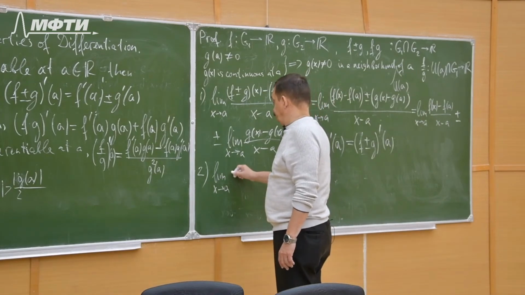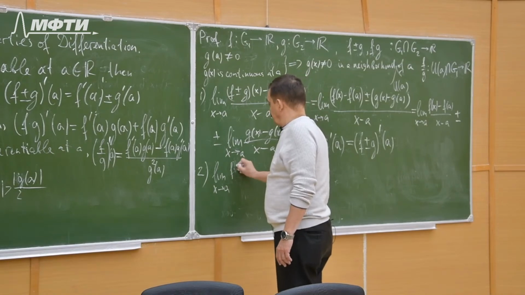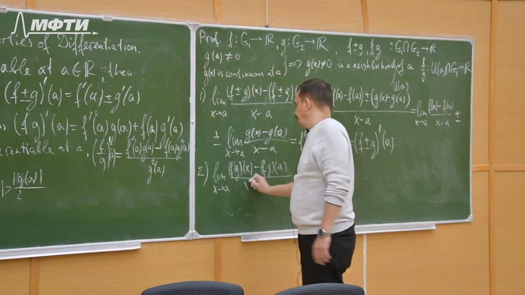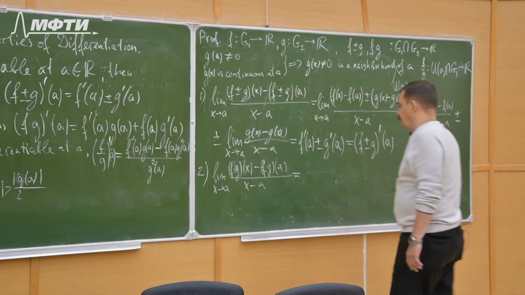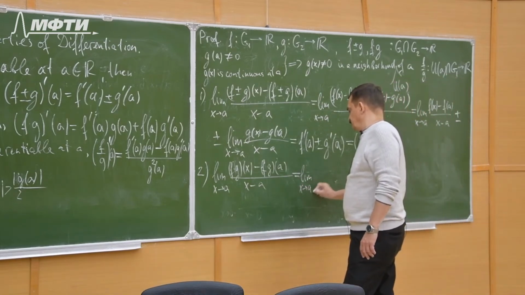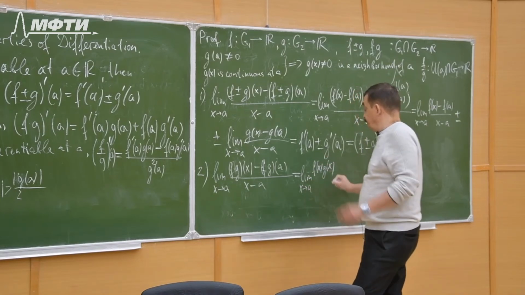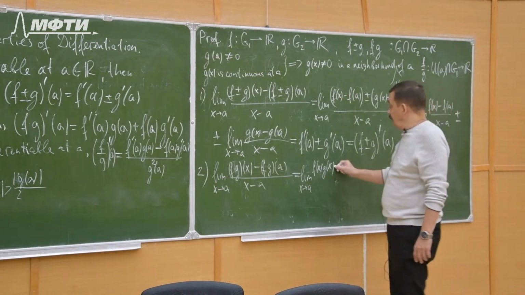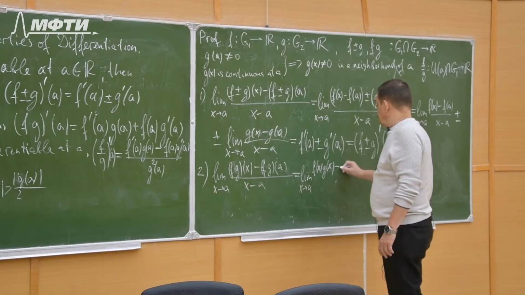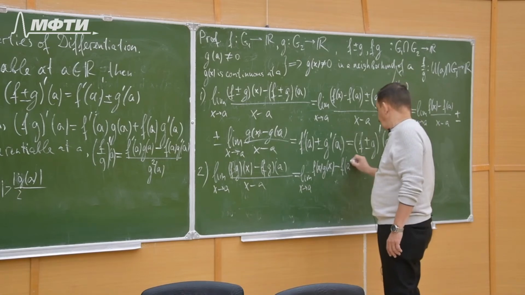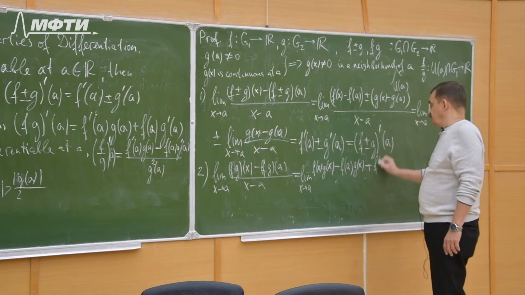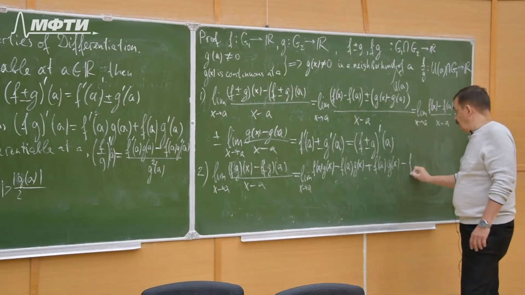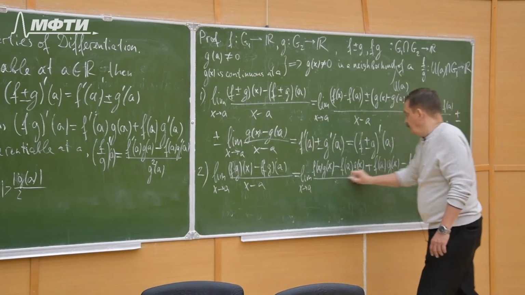So, f times g of x minus f times g of a over x minus a. Now let us proceed as follows. By definition, f times g of x equals f of x times g of x. Now I'll add and subtract the same expression, f of a g of x, so the same expression with plus and minus sign, and minus f of a g of a, over x minus a.